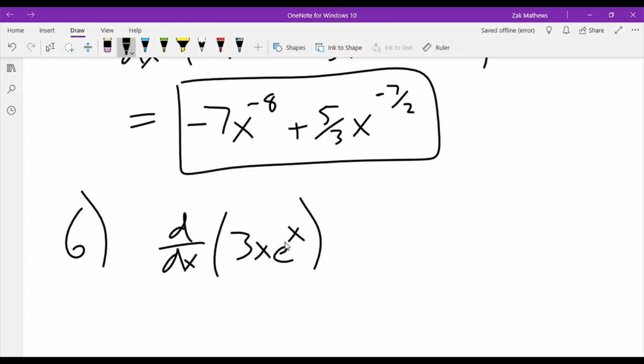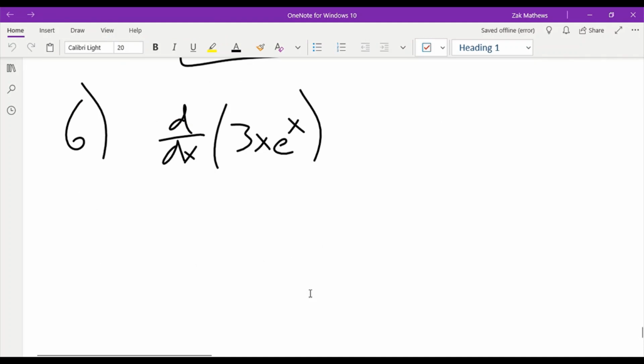E to the x is not a constant multiple, so now I have two terms. So what I'm going to do is mentally break these up into two different factors. I'm going to view them very directly.